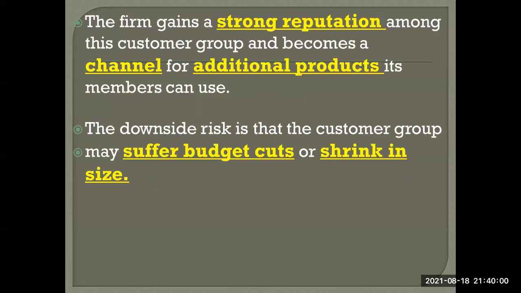The firm gains a strong reputation among the customers group and becomes a channel for additional products its members can use. So once you are selling microscope and glass test tube, beaker, and other equipments to the laboratories, they may ask from you, will you provide some type of chemicals, then you can enter into other products also. The downside risk is that the customer group may suffer budget cuts and shrink in size.